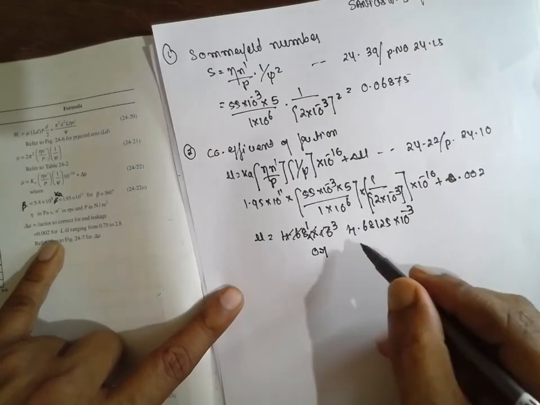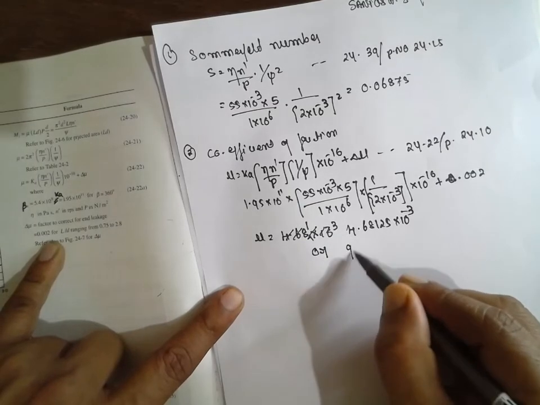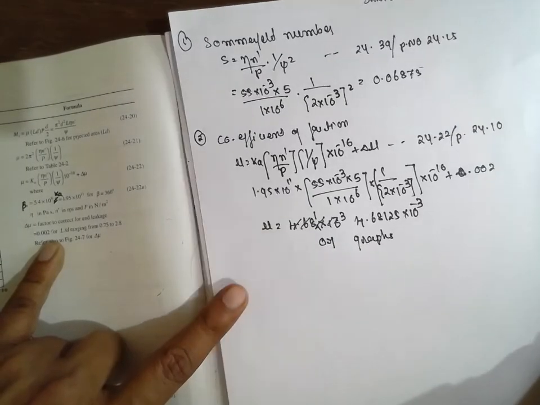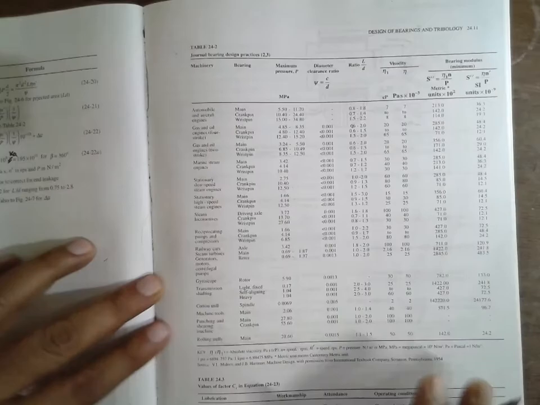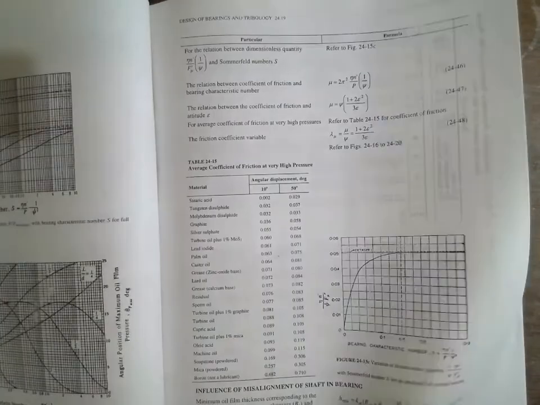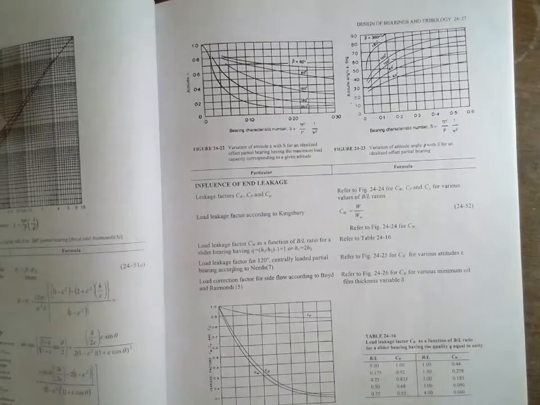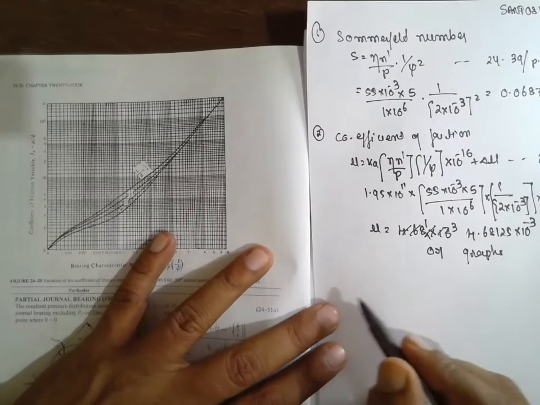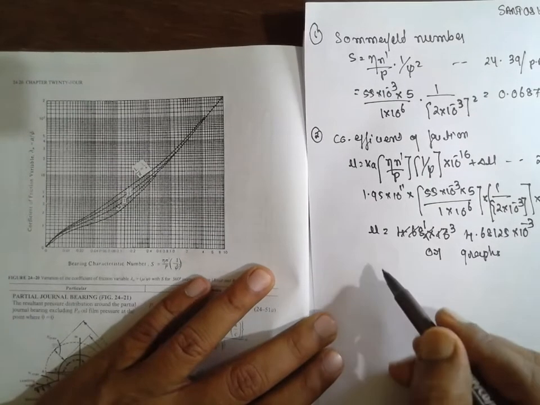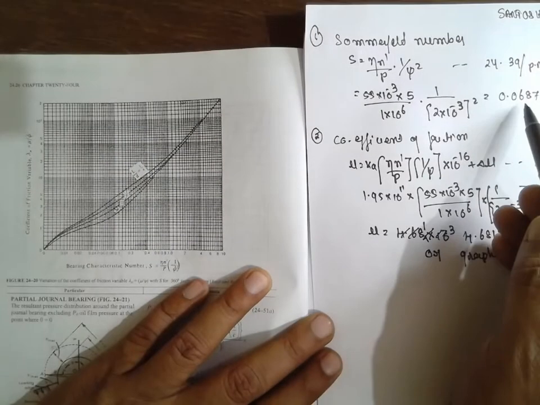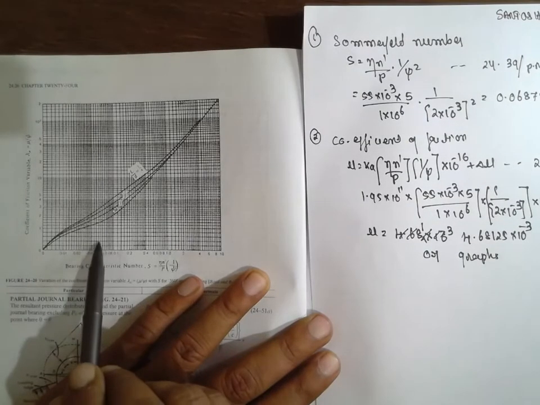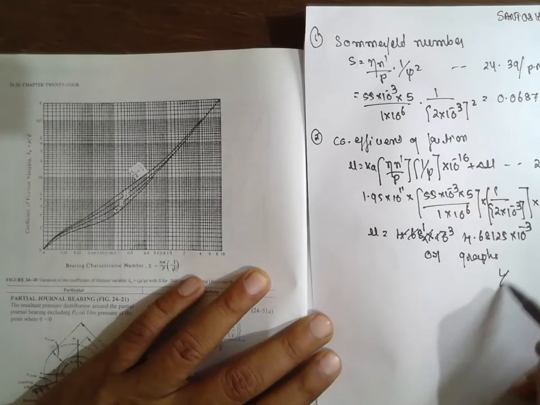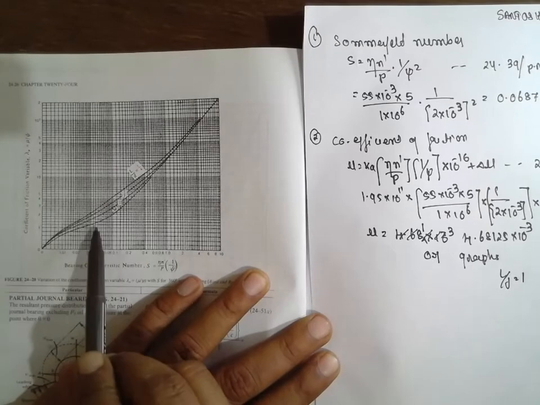Or you can go for the graphical method. This is the formula, and instead of this one you can use the graph. This is the graph. You can use it for finding the coefficient of friction. The Sommerfeld number is given; already we have found the Sommerfeld number here, 0.066. Go for 0.066, and L by D is nothing but 1 here.